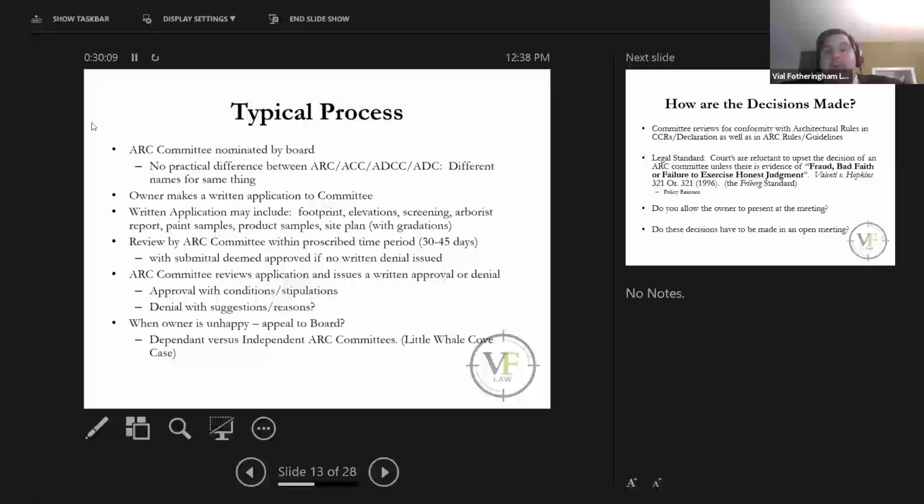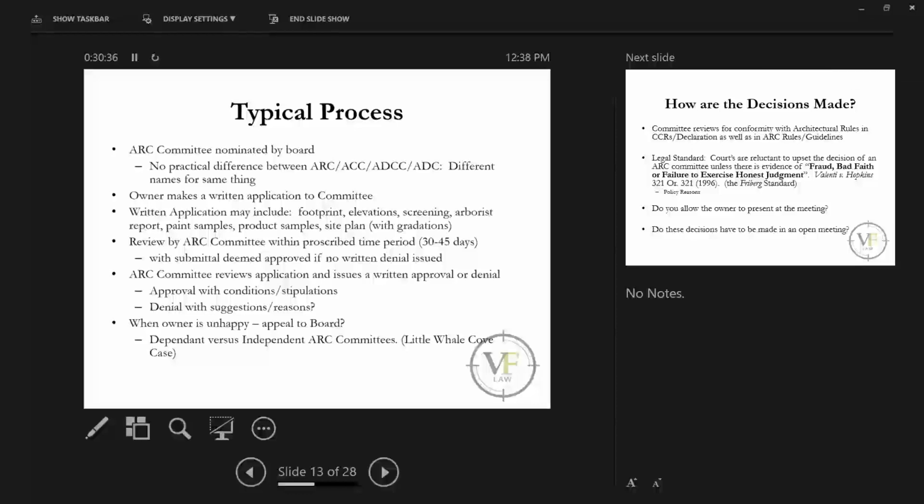All right, now what happens if the ARC denies the request and an owner's unhappy? Well, I am in favor of appellate rights. I am always a fan of allowing an appeal to the board. I just think that it looks better, it plays better, it ensures due process, it hopefully eliminates some of the biases and the self-dealing that just arise in architectural review.